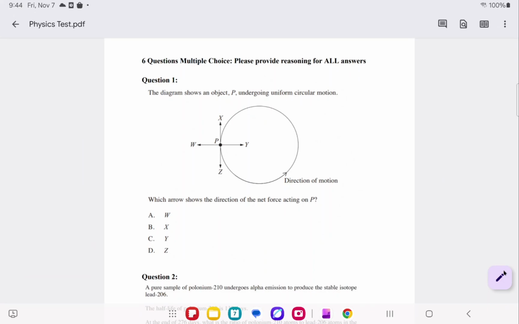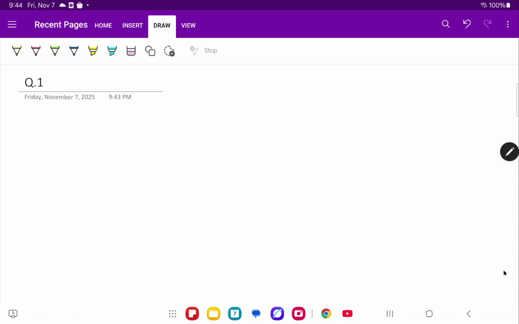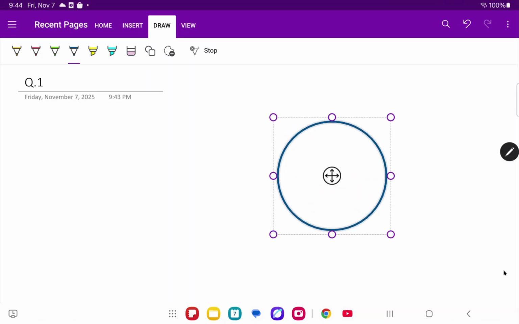So let's go here. We have a circular motion. Let me use a circle here. Okay, so this is sort of the center of the circle, and this is point P.